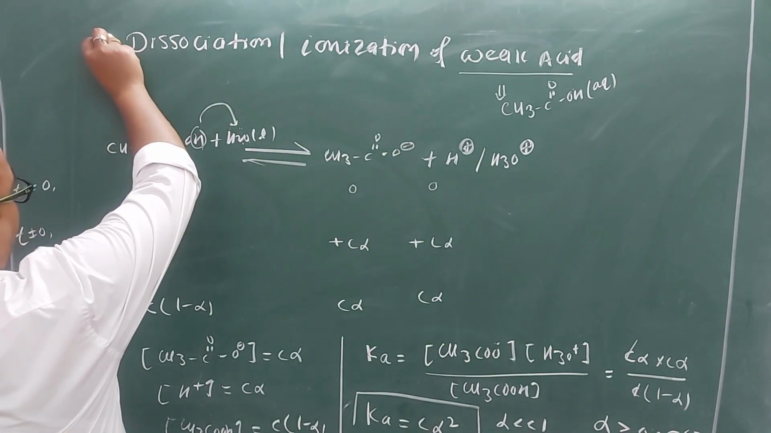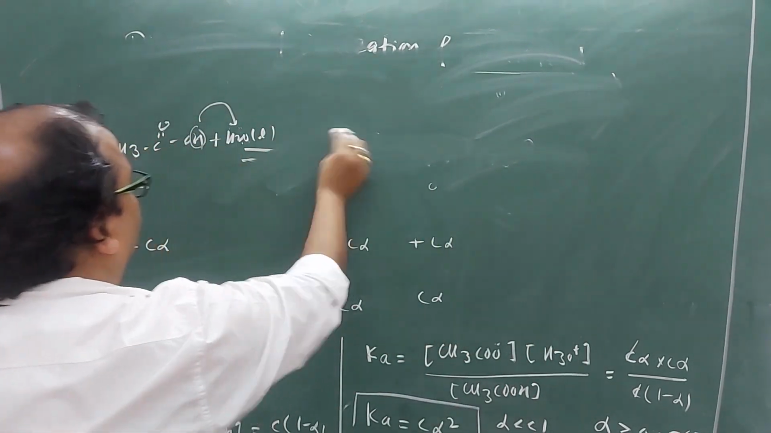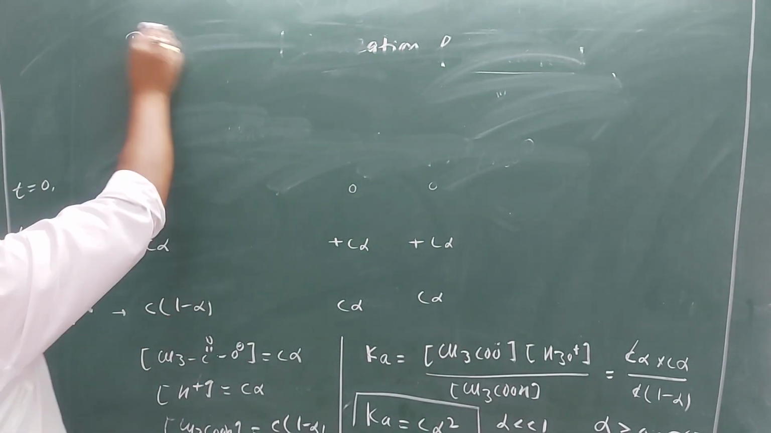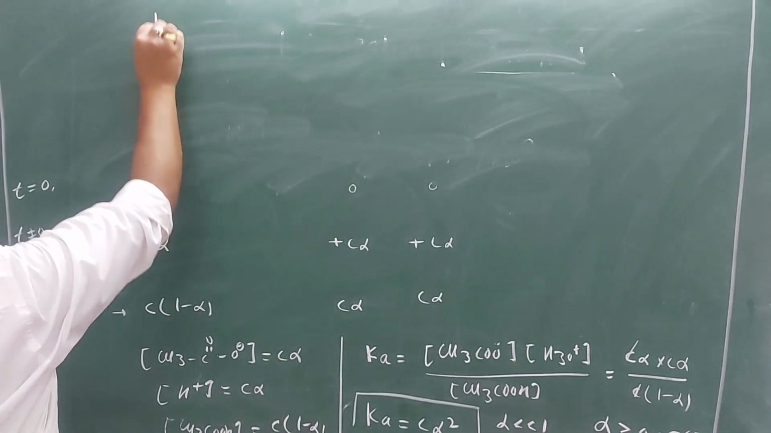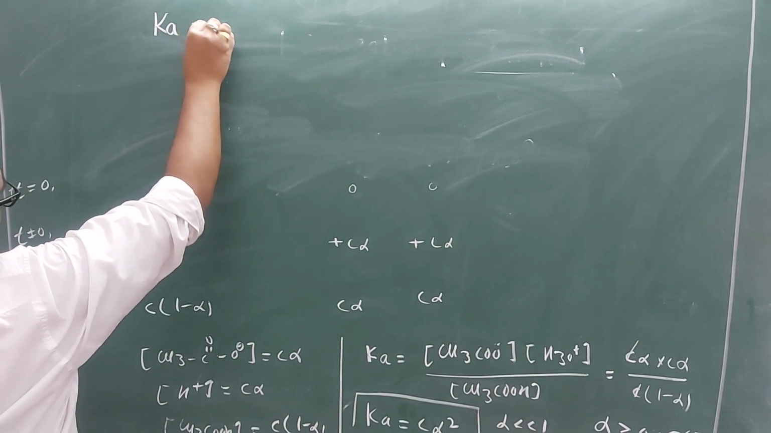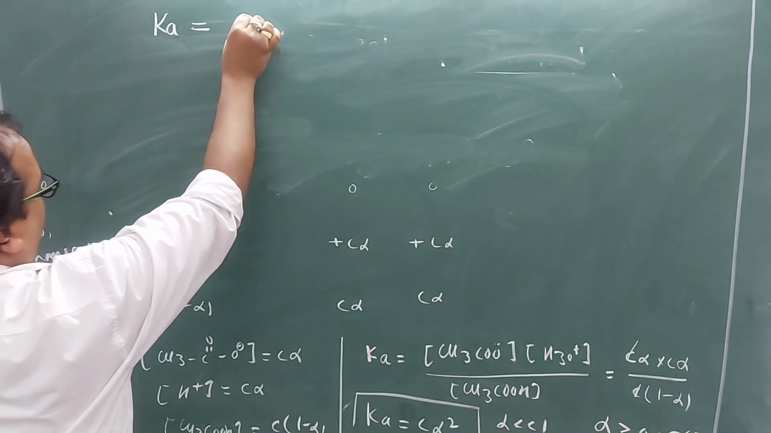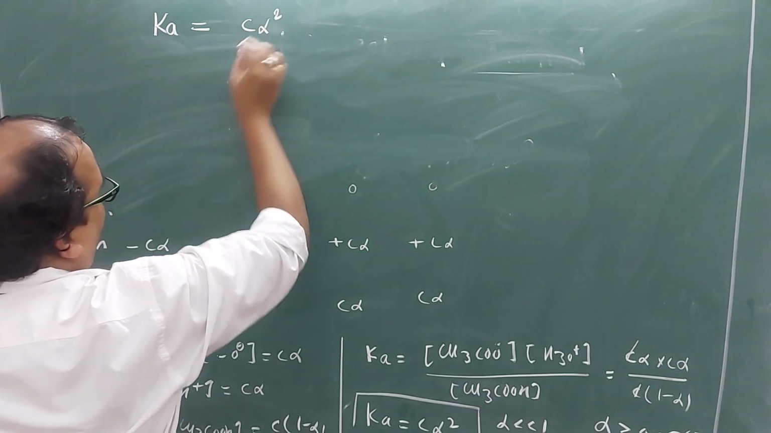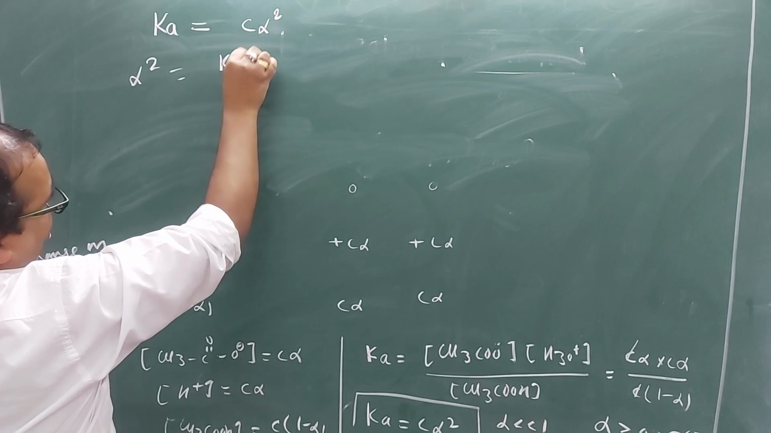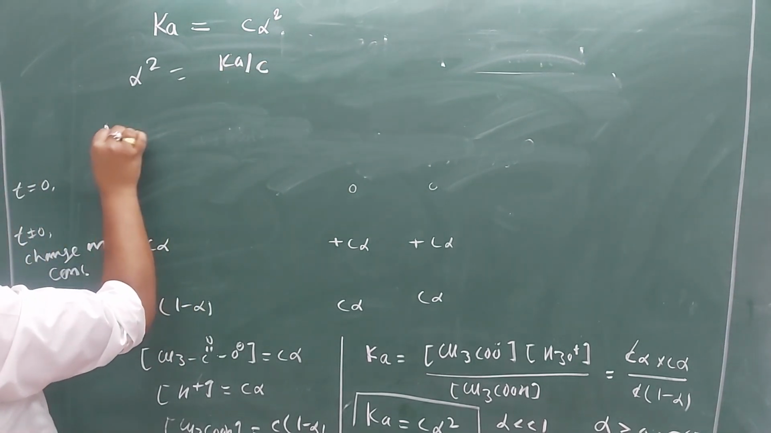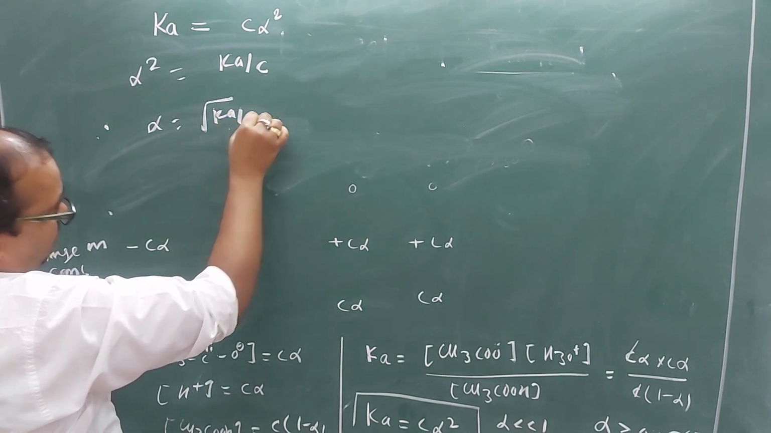So what we got? The value k is equal to, yes, Anish, can you hear me? Yes. So what will be the k? Obviously k, the ionization constant of the weak acid, will be equal to C alpha square. So what you got? Alpha square is equal to k upon C. Therefore, alpha is equal to root under k upon C.